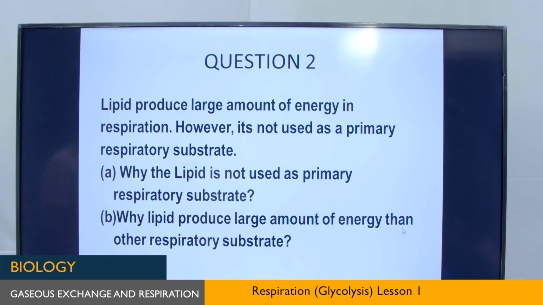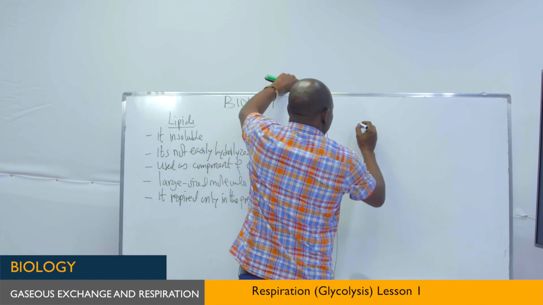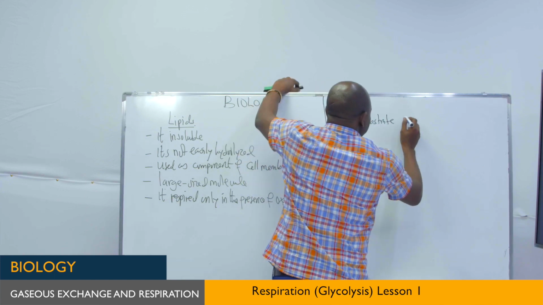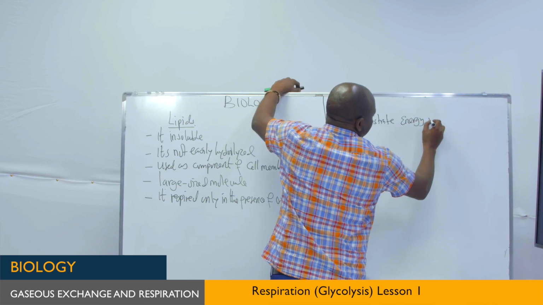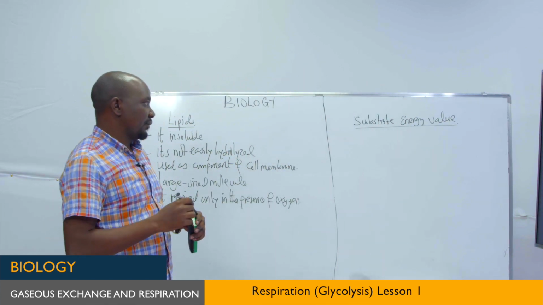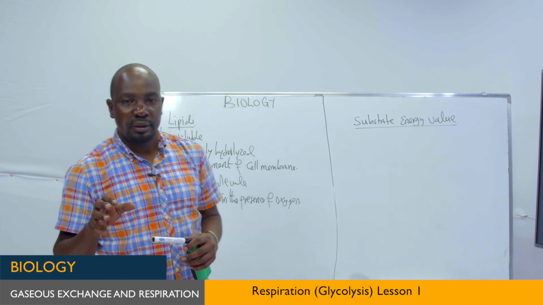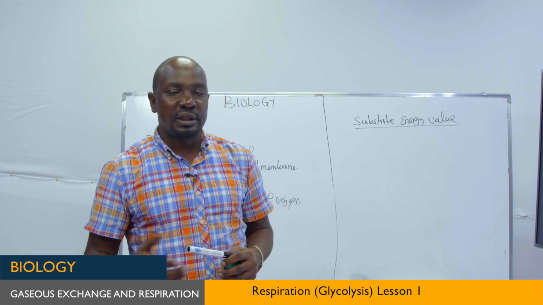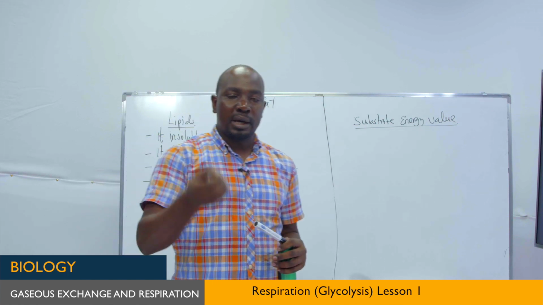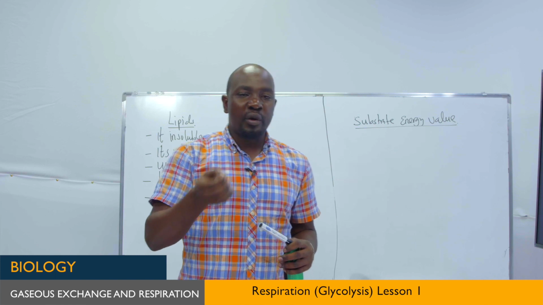Question number 2 demands us to explain why lipid produces a large amount of energy than others. To explain this concept, there is the so-called substrate energy value. The substrate energy value is the amount of energy released when a substrate is oxidized. The three substrates have different amounts of energy produced when they are respired.